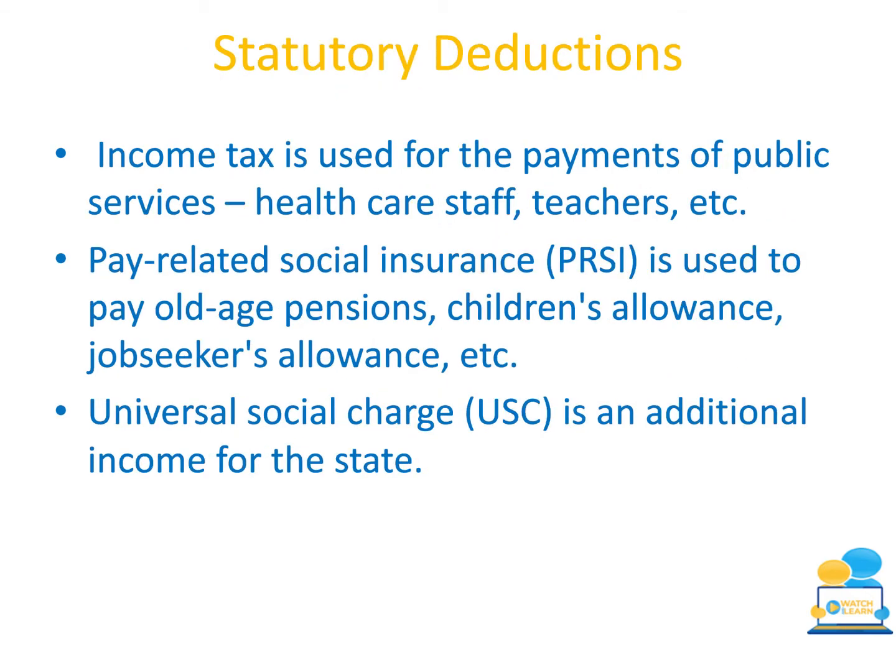Looking more closely at these statutory deductions, we had income tax, PRSI and USC. So what are these deductions and where do they go? Your income tax is used for the payments of public services. So healthcare staff, teachers, the guards, any public service workers. That's all going to pay for those salaries. PRSI or pay-related social insurance is used to pay old age pensions, children's allowance, job seekers allowance, etc. So looking after all of those things. And then finally, the USC or the Universal Social Charge is an additional income for the state.